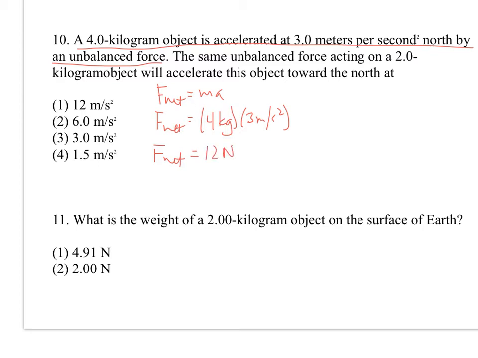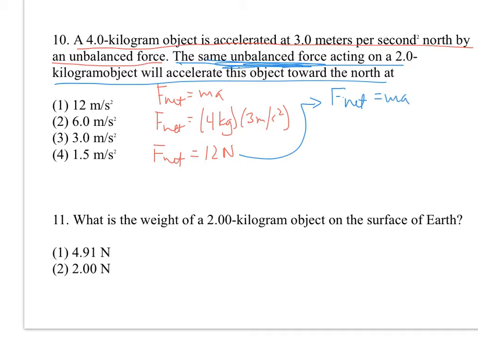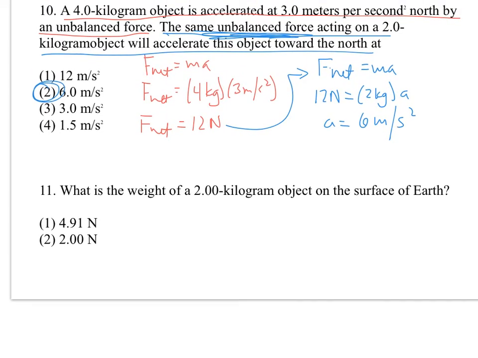Now in blue, we're going to take this same unbalanced force, bring this over, to find the new acceleration for a smaller object, smaller mass. 12 newtons is equal to 2 kilograms times acceleration. 12 divided by 2 should get you an acceleration of 6 meters per second squared. Choice 2 here. Okay. Now number 11. Oh, it's cut off here. Oh well. Let's solve it here and see if it matches up with the answers on the next page. Okay.